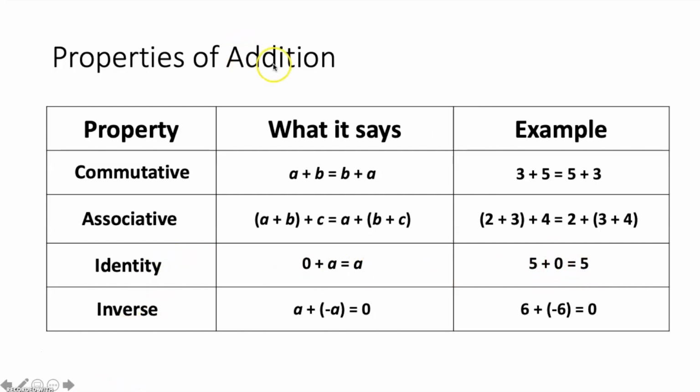The inverse property of addition, or additive inverse, as some people call it, says that a plus negative a is equal to 0. And all this is saying is that if you add a number to its inverse or to its opposite, you get 0. They cancel each other out. For our example, we have 6 plus negative 6 is equal to 0, right? The 6 and the negative 6 just cancel each other out by the inverse property of addition.